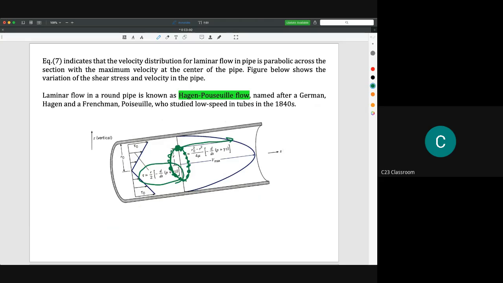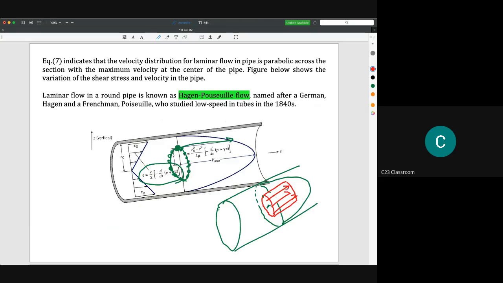Please imagine that we have a 3D pipe here. The velocity distribution will become something like a dome. If you have a value of r here, then all the area here will have a certain amount of velocity. Please imagine that, because if you're not familiar with it, you might just imagine it as only a 2D plate.